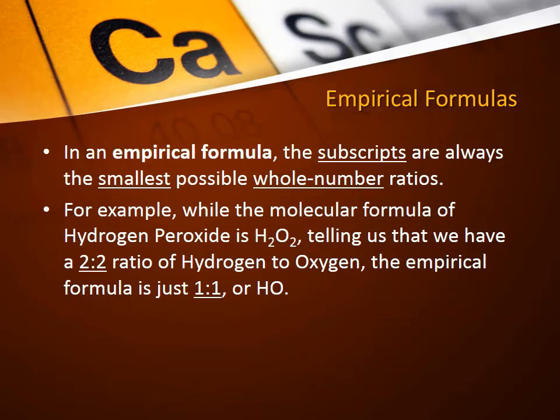In an empirical formula, subscripts are always the smallest possible whole number ratio. For example, while the molecular formula of hydrogen peroxide is H2O2, telling us that we have a 2:2 ratio of hydrogen to oxygen, we can really reduce that down to a 1:1 ratio, or just HO. This is our empirical formula. This is our molecular formula. And that's the difference.